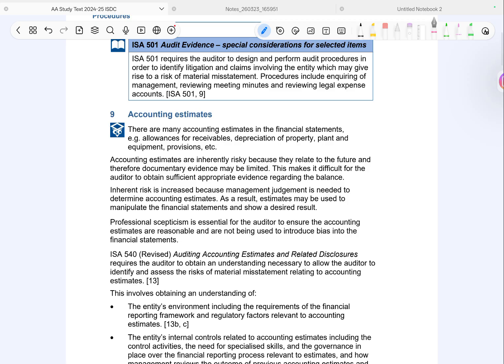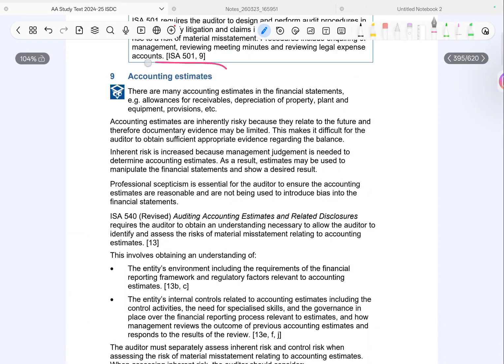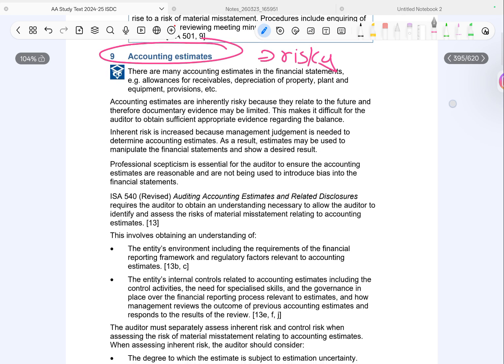This involves making inquiries of management, reviewing board minutes, and checking legal expenses accounts to identify any potential issues. A key area in auditing is accounting estimates. These include provisions, depreciation, and receivable allowances. Estimates are inherently risky because they involve future outcomes and rely heavily on management judgment, which can introduce bias. Because of this, auditors must apply strong professional skepticism when evaluating estimates.